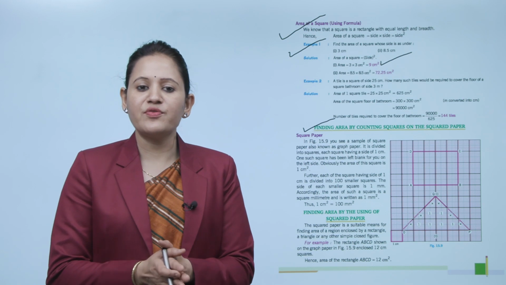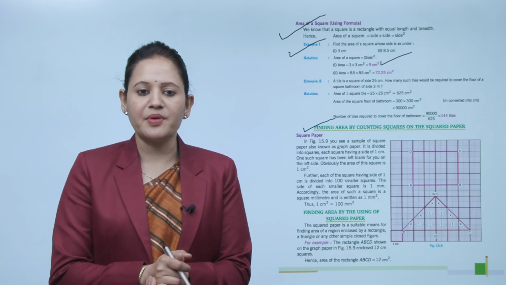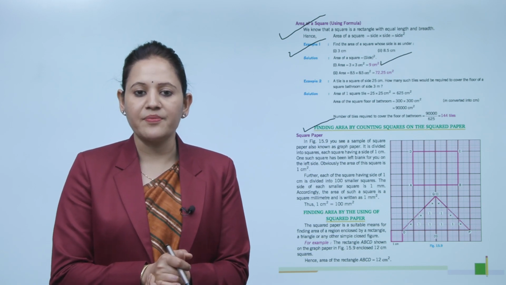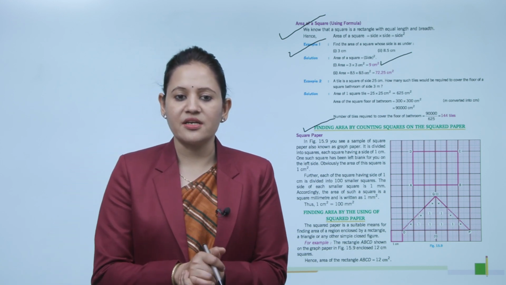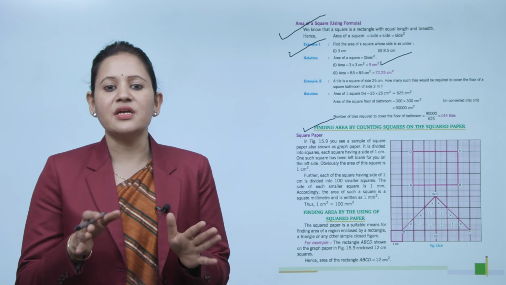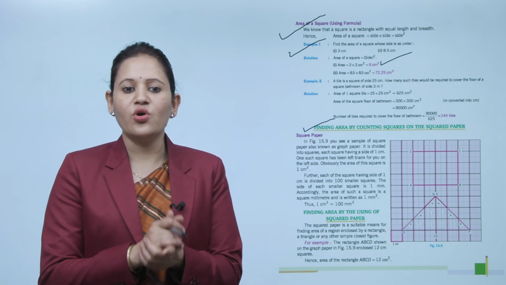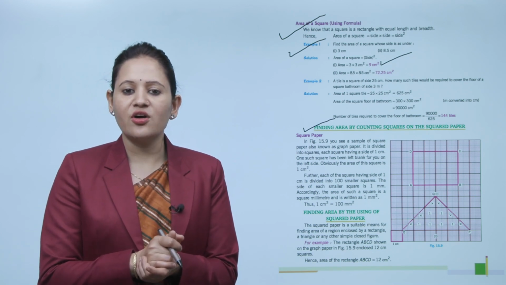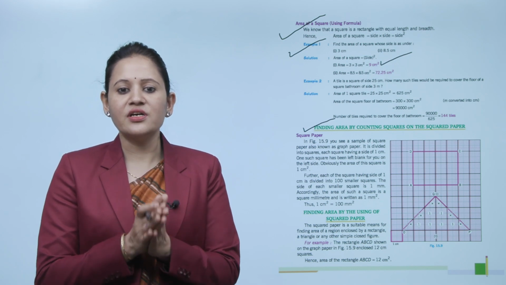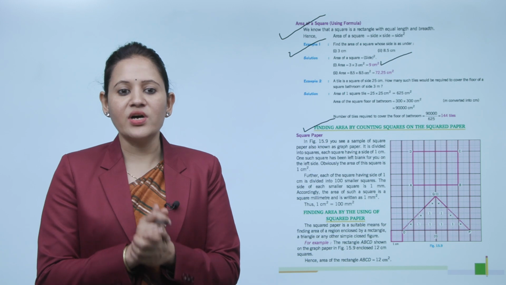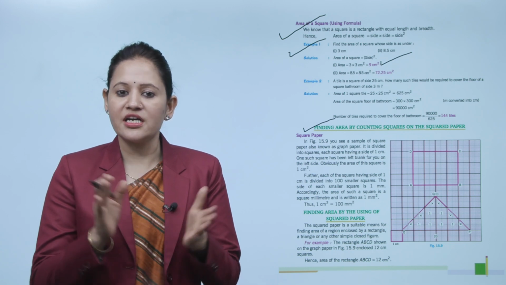Square paper. In figure 15.9, you see a sample of square paper, also known as graph paper. It is divided into squares, each square having a side of 1 centimeter. One such square has been left blank for you on the left side. Obviously, the area of this square is 1 centimeter square. Each square having side 1 centimeter is divided into 100 smaller squares.